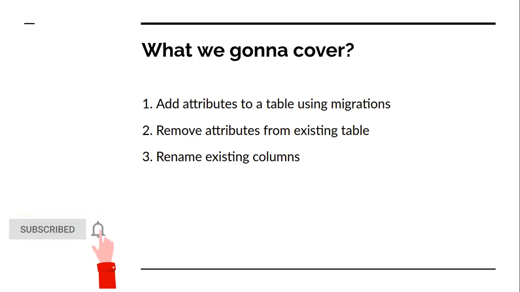Now it is time to discuss what we are going to cover in this video. We will cover three things: add attributes to a table using migration, so a table will already be there and we will add attributes to that table using migration; remove attributes from an existing table; and rename existing columns in the table. So we will cover all these things.